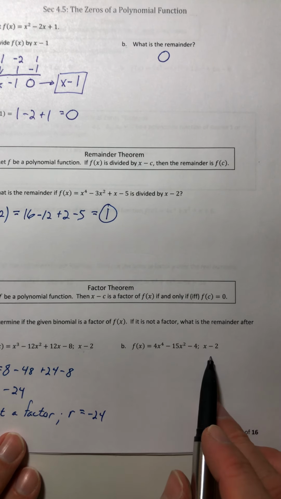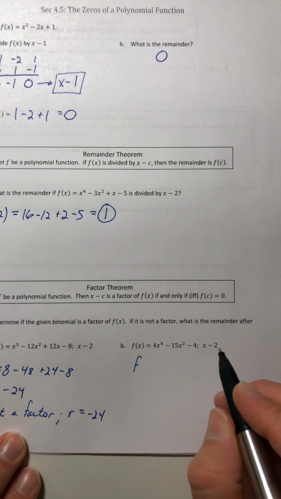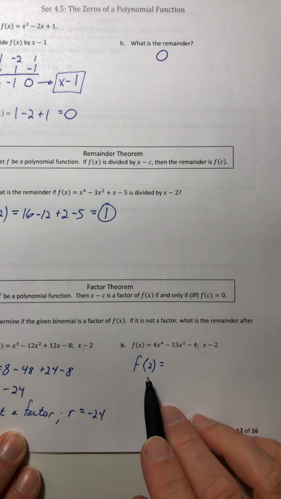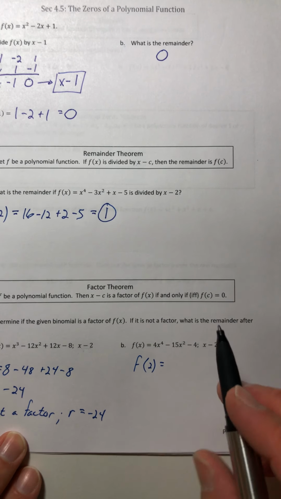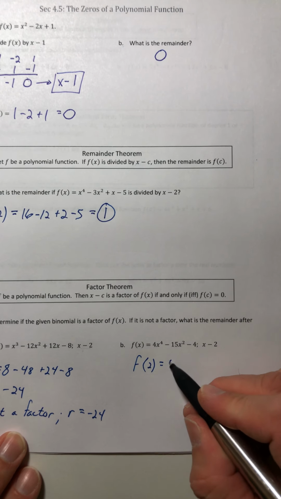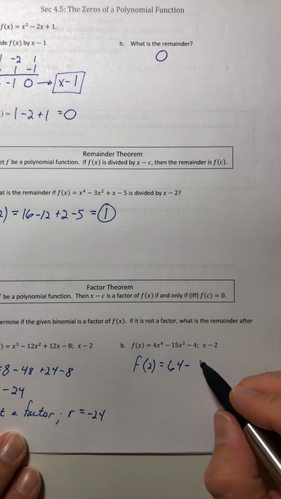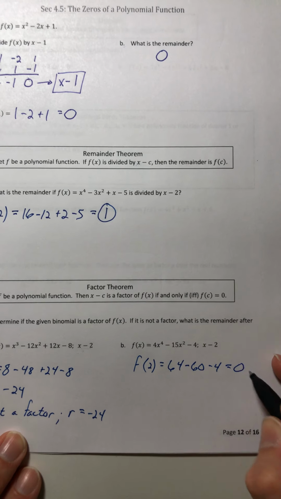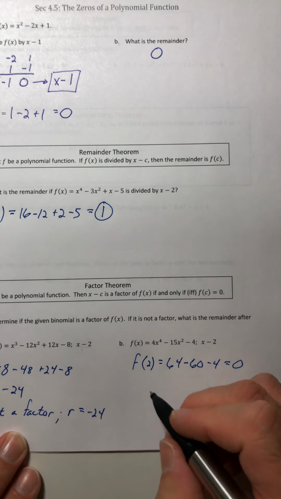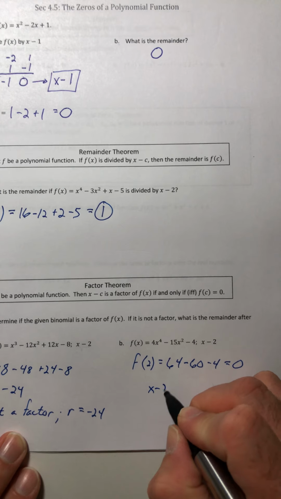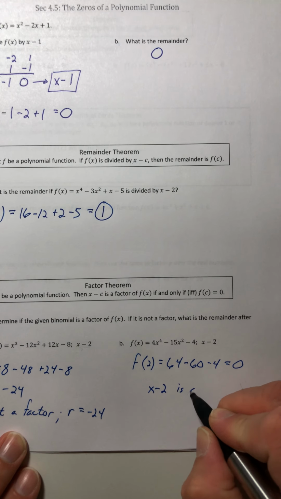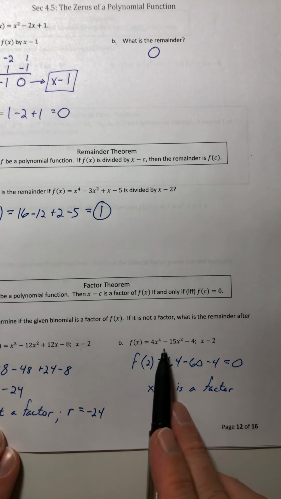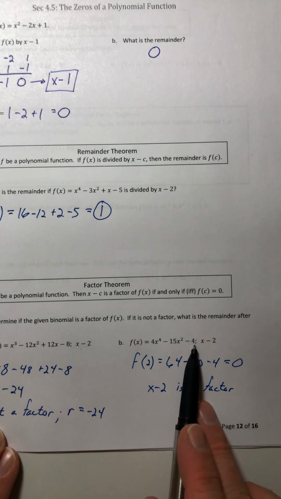Okay, part B. I'm going to use the 2 again. So plug in the 2 into your polynomial, and we end up with 64 minus 60 minus 4, and that does equal 0. So since it's 0, x minus 2 is a factor. So x minus 2 would evenly divide or go into that polynomial.